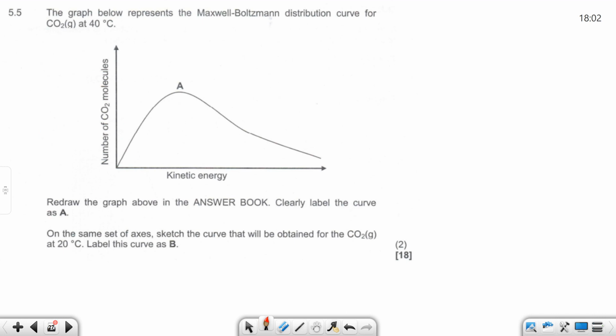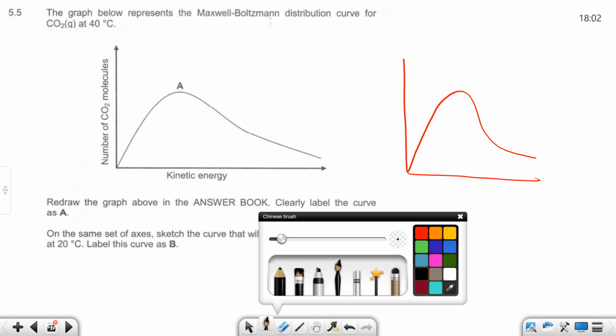Maxwell-Boltzmann distribution. All right, guys. Redraw the graph in the answer book, clearly labeled. Now, what are we showing? Kinetic energy. On the same set of axes, sketch. Normally they give you this in multiple choice. And quickly, what we have in multiple choice is this. When you have that, then they will come and give you this.